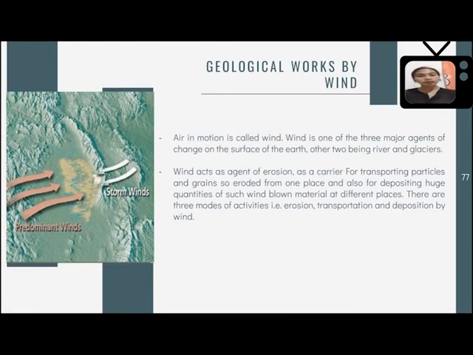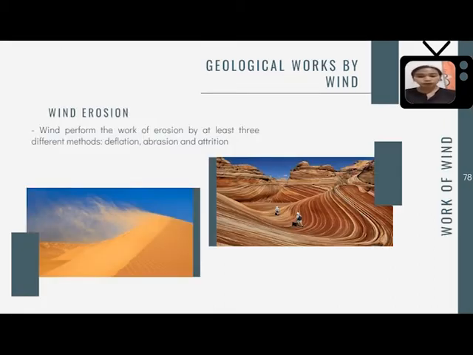So next is the work of wind. Same as the work of river, the work of wind is also erosion, transportation, and deposition. So let's talk about wind erosion. Wind erosion is a natural process that moves soil from one location to another by wind power. Wind erosion also has three different methods, which are deflation, abrasion, and attrition.